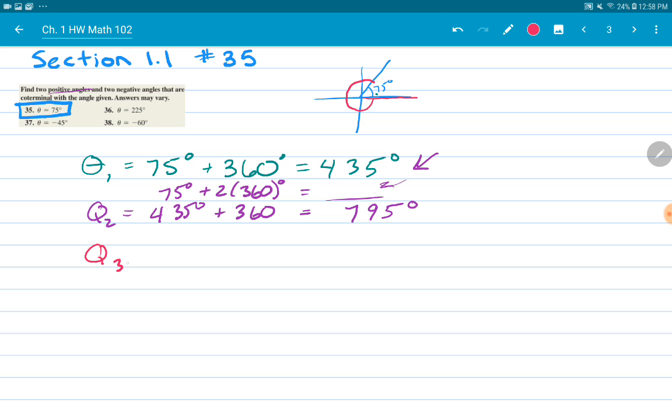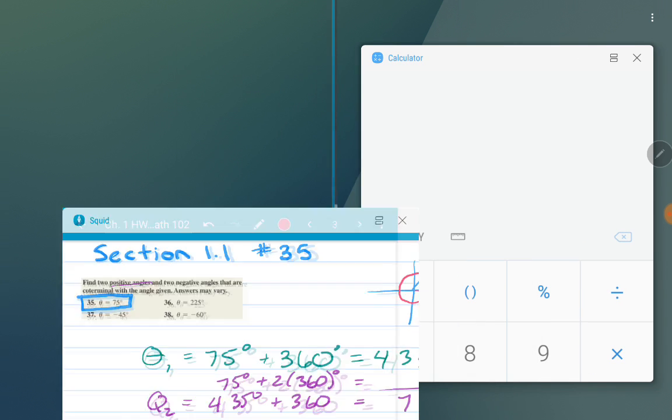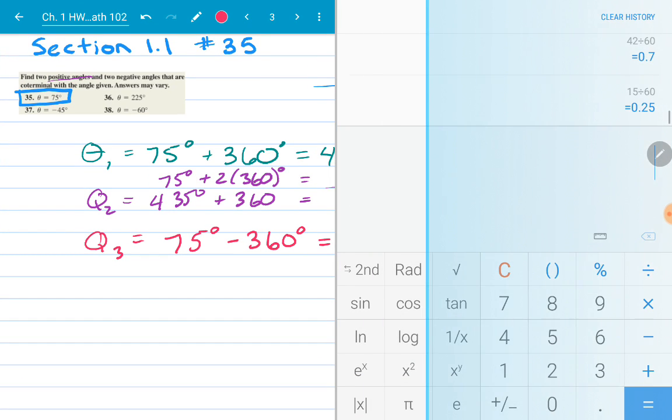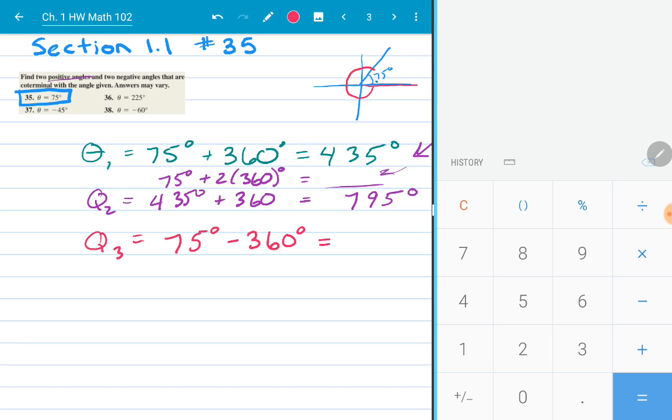So that one I can find starting with 360 degrees. Actually, I'm going to be consistent with how I did it above there. So our 75 degrees and going minus 360 degrees is going to be coterminal. So that gives me, I'm going to make sure I don't make a calculator error here, so I'm going to grab my calculator for this one. And I get 75 minus 360. That's negative 285. So this red angle here is negative 285 degrees.